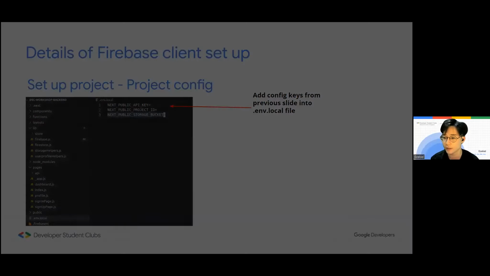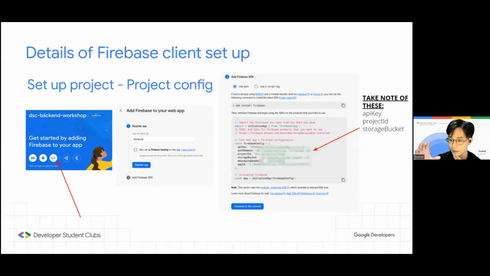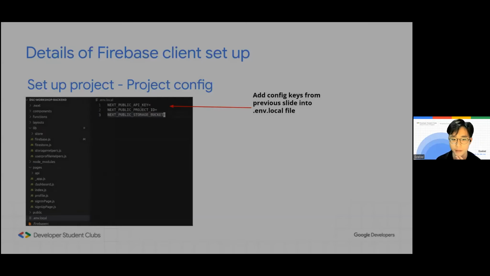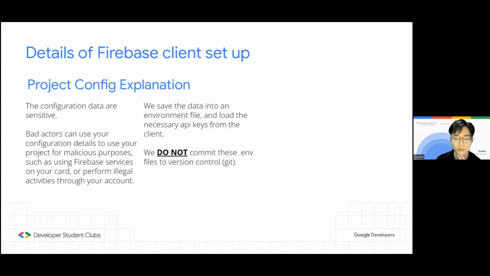Okay, so why do we not just copy paste the entire Firebase config? The main thing to take note is configuration data in general are sensitive. Anyone with your configuration data can behave on your behalf, which means that bad actors can use your config details to spend your money. They can run illegal activities using your account, and then they will all be attributed to you. Or they can even steal private data, such as snoop around in the Firestore or look through user data.